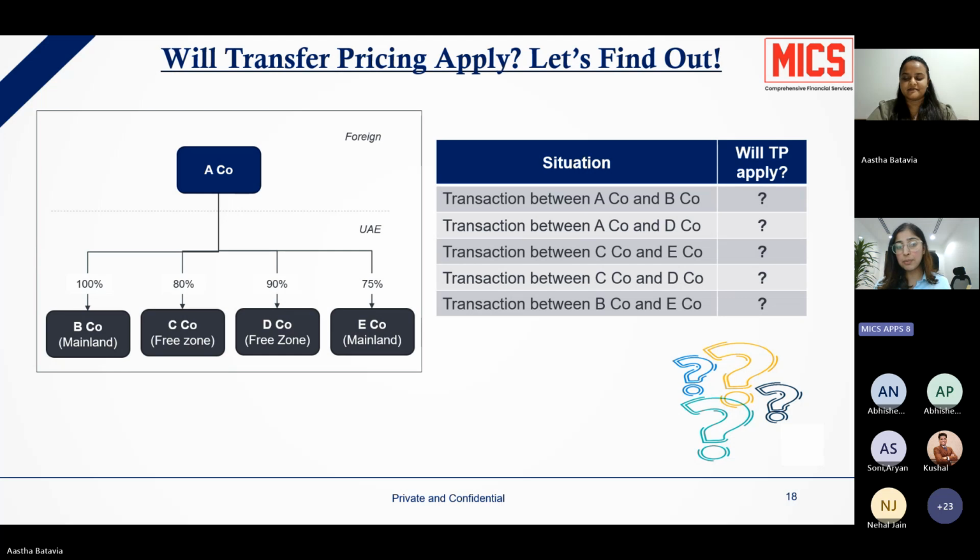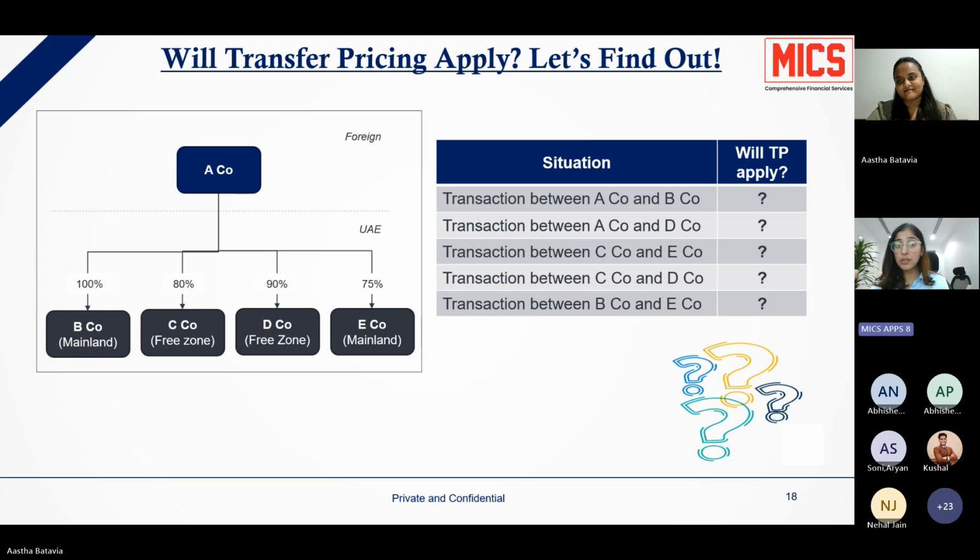Starting first with a very simple one, ACO in foreign, BCO in mainland. There is a possibility that ACO in foreign would be taxed at a different rate from 9%. And BCO in mainland would be taxed at 9%. Given it is in UAE, it is in mainland, it would be subject to tax at 9%. In this case, does transfer pricing apply? It definitely applies because there is a foreign jurisdiction involved and there is a mainland entity involved.